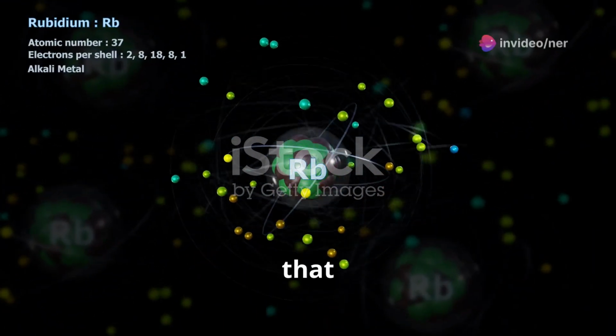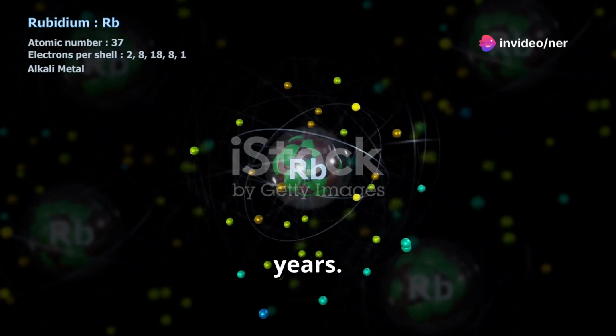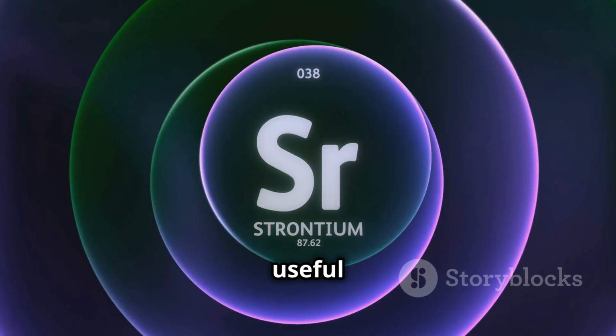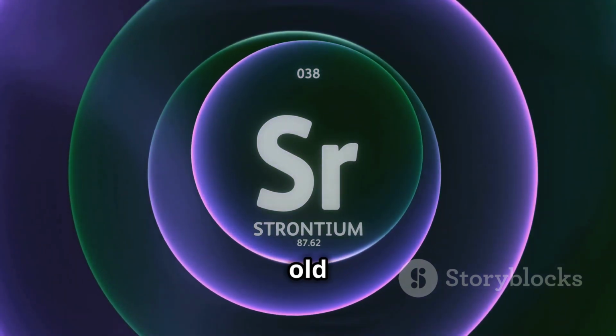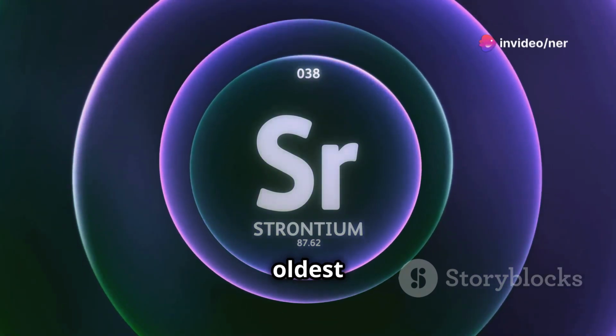Rubidium-87 is an isotope that decays very slowly with a half-life of 48.8 billion years. When it decays, it turns into strontium-87. It's especially useful for understanding the formation of very old rocks and planets. This method helps geologists study the oldest rocks on Earth.